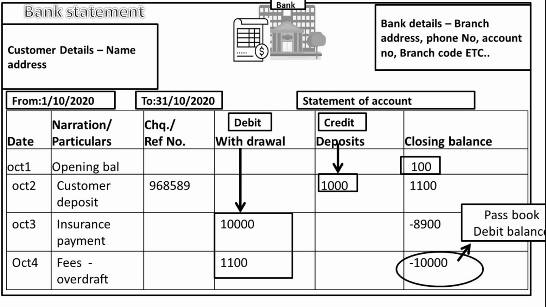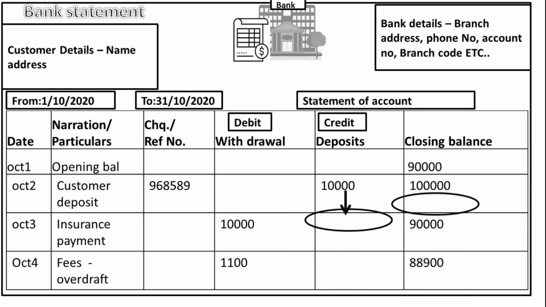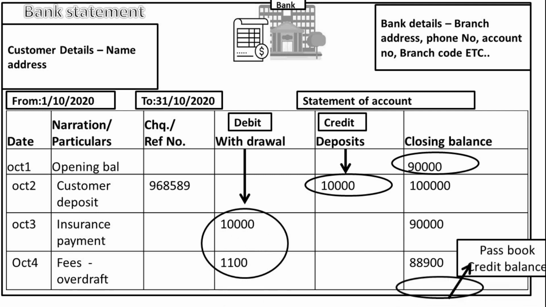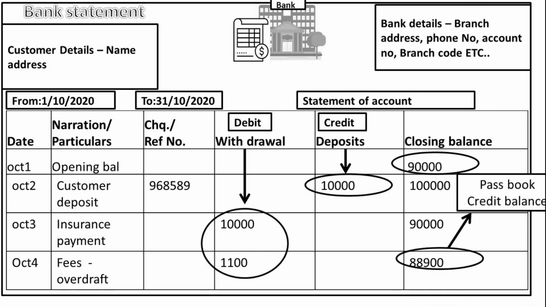Hence, this closing balance is called debit balance as per passbook or overdraft balance as per passbook. This is also considered an unfavorable balance. If the deposits are more and withdrawals are less, then we can consider it a favorable balance. Also, we can call it credit balance as per passbook.